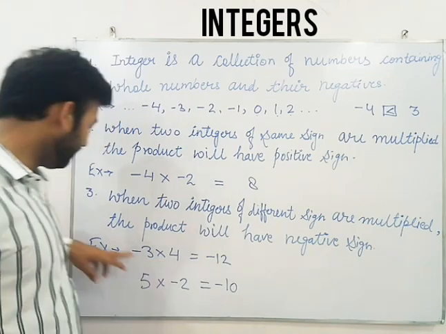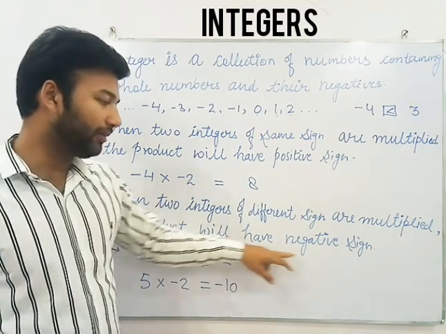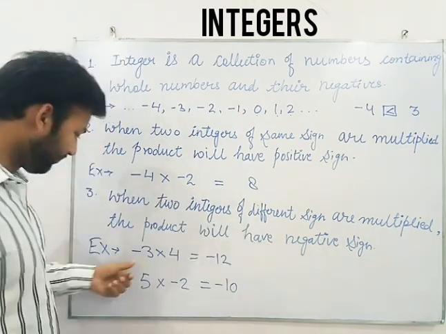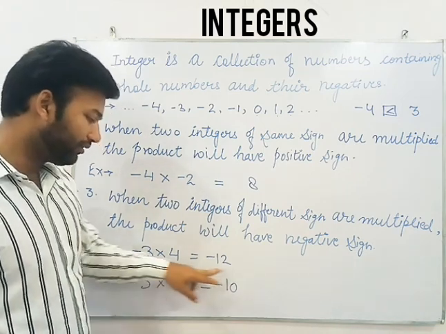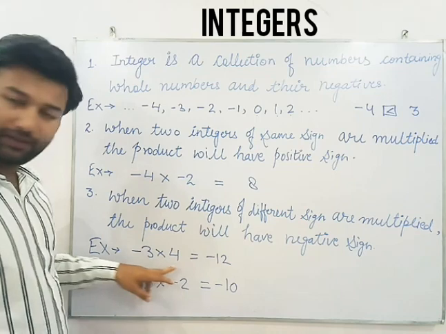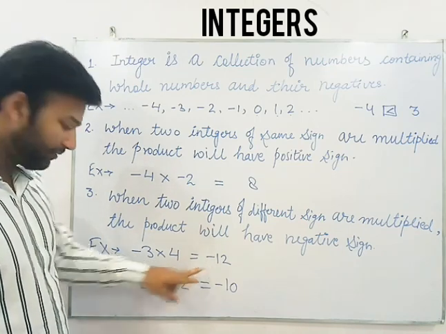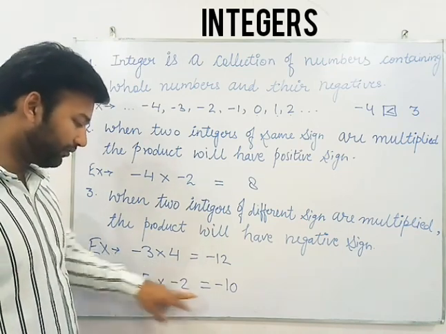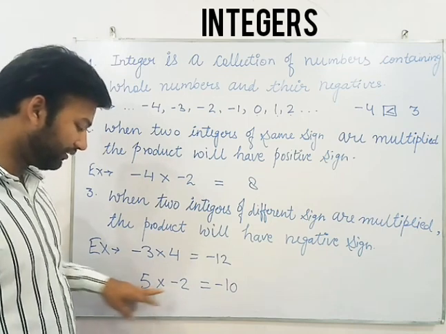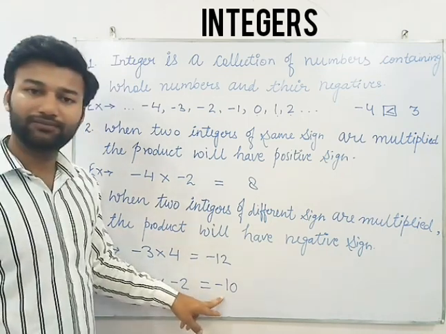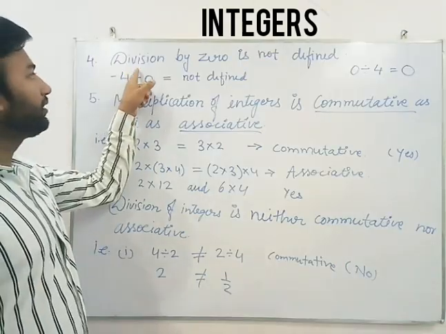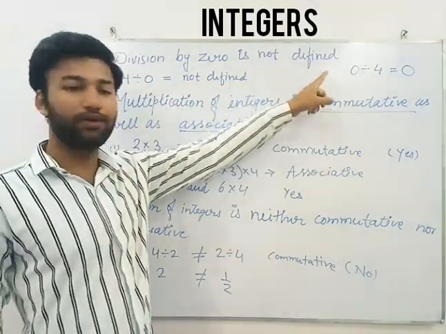Third point: when two integers of different signs, meaning one is positive and the other negative, are multiplied, then the product will have a negative sign. So if we multiply -3 by 4, then 3 4s are 12, and because of different signs, the negative sign is here. 5 multiplied by -2: 5 2s are 10, and with different signs the result is negative, so the minus sign is there.